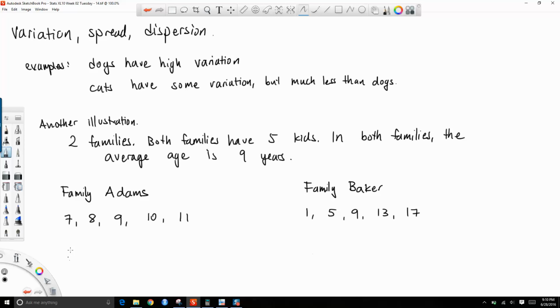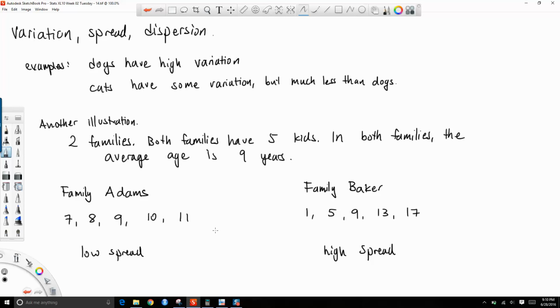So here we would say we have low spread or low variation, and over here we have high spread. Okay. And so just summarizing the number of kids and the typical age or the average age is not enough to really capture the full picture. And so we want to include the amount of spread. Okay, and so we can quantify this using the standard deviation.